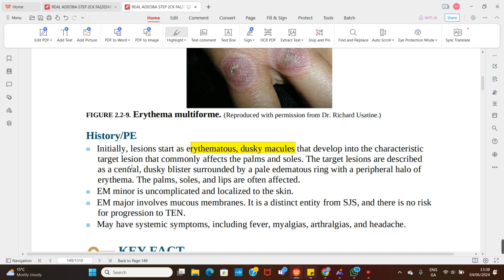We have said the same thing. So don't forget, they usually start from the palms and the soles. They can affect other parts of the mucosa, like the lips, right?